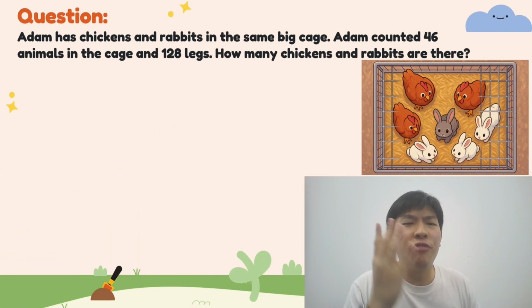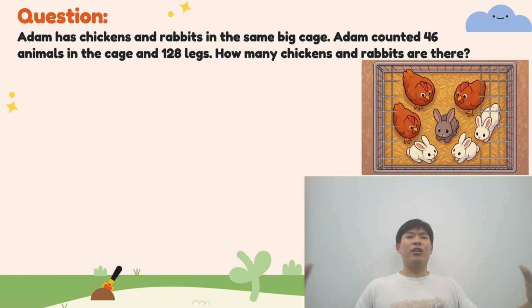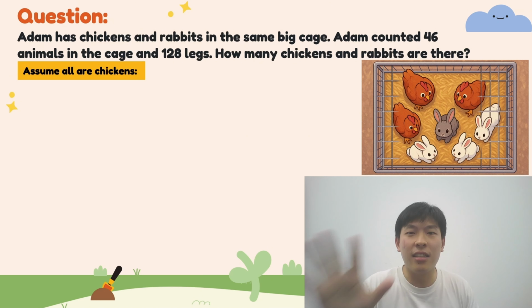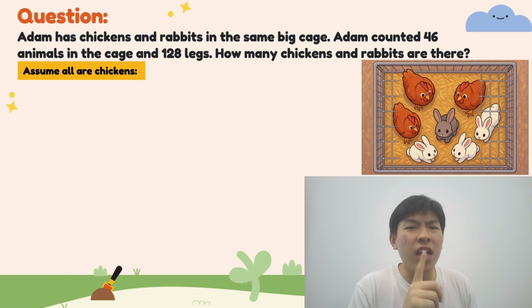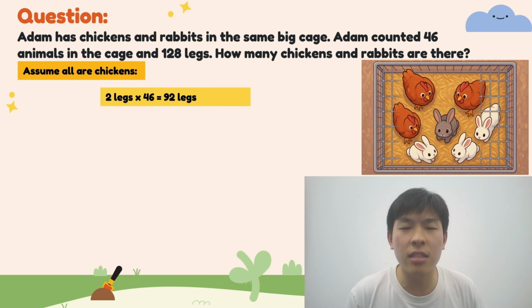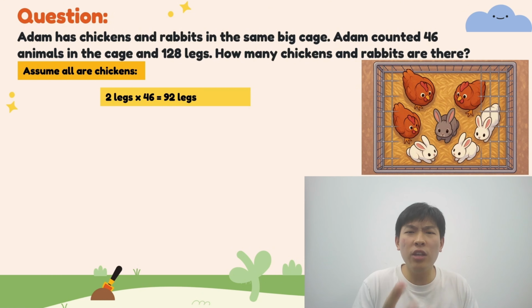Now Adam has 46 animals in a cage and 128 legs. Now, what is the first thing that we should do? Perfect, we should assume that all are chickens. Now, if all of them are chickens, how many legs do we have? Nice, we take 2 legs times 46 and we get 92 legs. Now, how many legs should we have? 128. So how many legs do we need more? Perfect. 128 minus 92 and we get 36 more legs.